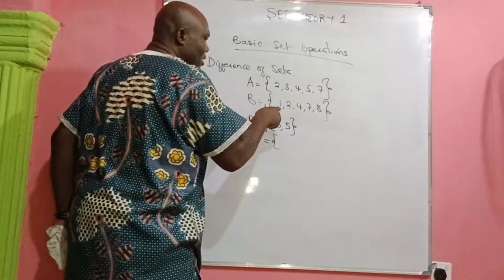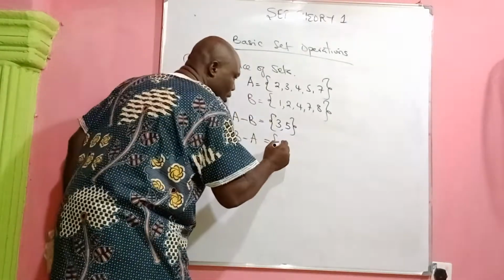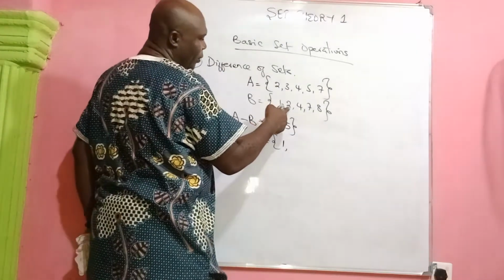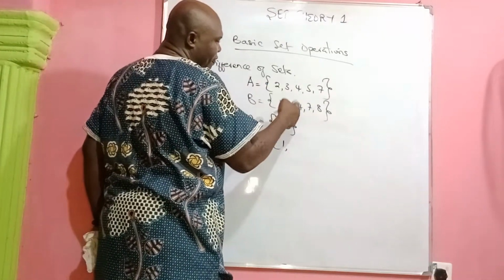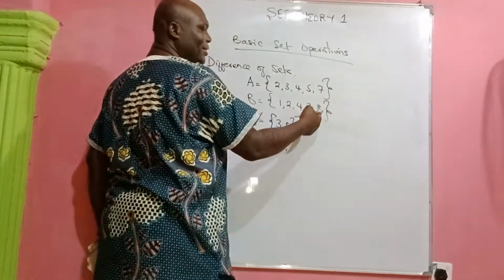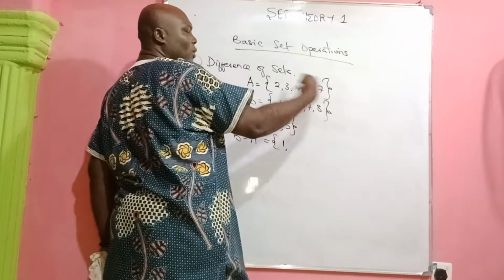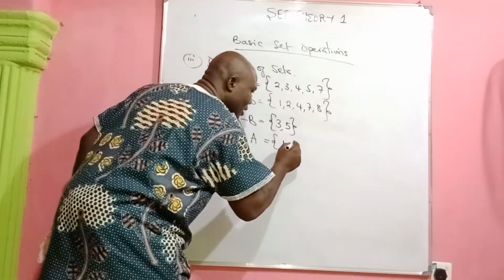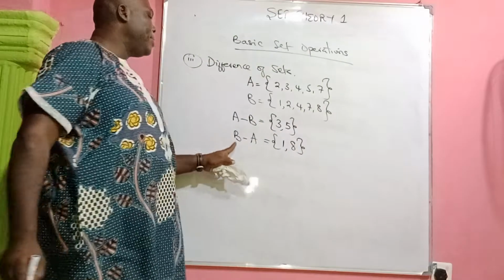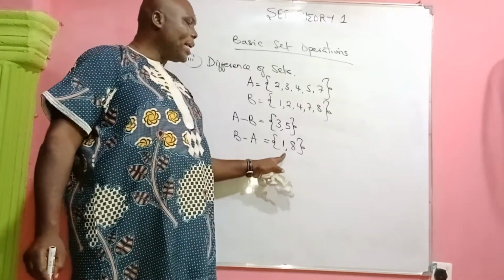All right, I can see 1 in B, but not in A, so I take 1. 2 is here, 4 is here, 7 is there. I can see 8 in B, but I cannot see 8 in A, so I take the 8. It therefore means that B difference A is 1 and 8.